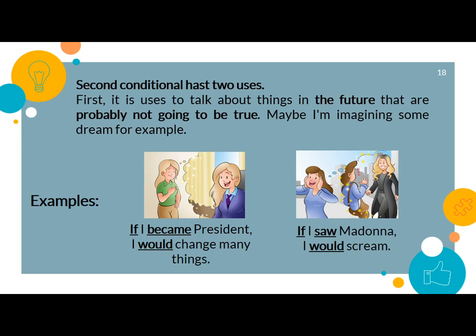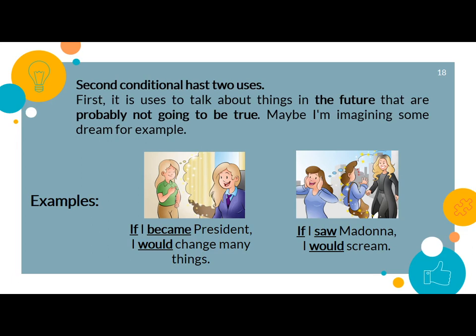In the case of if I saw Madonna, I would scream. Well, as I'm telling you, maybe if it is Madonna, no. Well, maybe someone else. I'm going to leave it to your imagination. But if I had the opportunity in the future of seeing Madonna, if I saw her, I would scream. That is the example we have over there. Now that is going to be the first use. Remember, the first use is to refer to probable things, or activities in the future that probably are not going to happen.